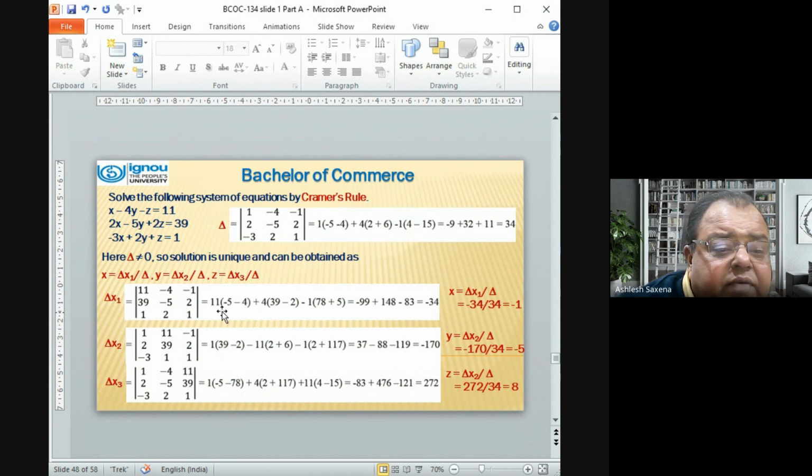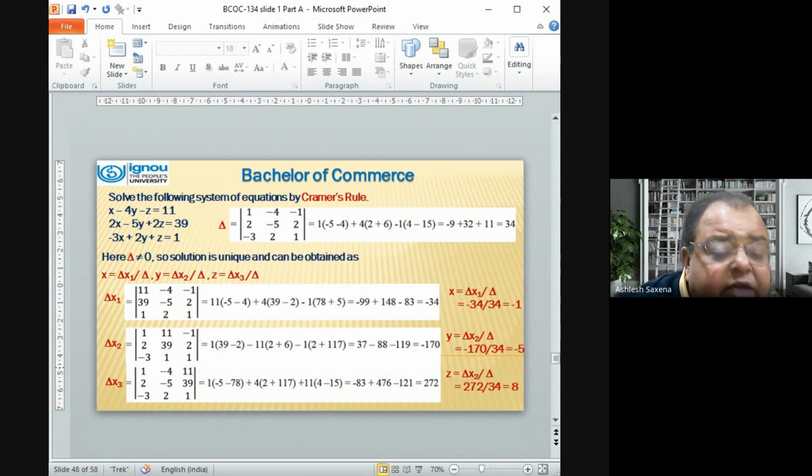Now on solving, you will get delta x1 as minus 34 and your delta is 34. That means minus 34 upon 34 is minus 1. y is equal to delta x2 by delta. That is minus 170 by 34, that is minus 5. z is equal to delta x3 by delta. That is 272 by 34, which is equal to 8. Now, we have found the values of x, y, and z. x is minus 1, y is minus 5, and z is equal to 8.